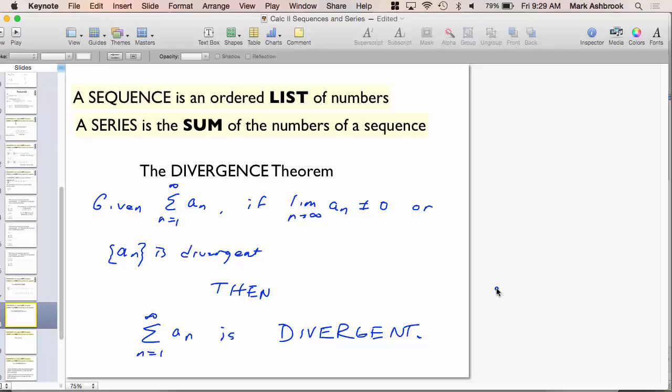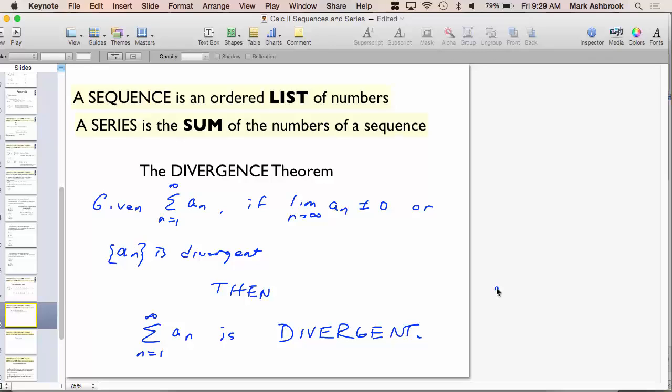Okay, so now, what about this claim? If the sequence converges to 0, then the series converges. How about that? What do you think? Let's take a look at this.